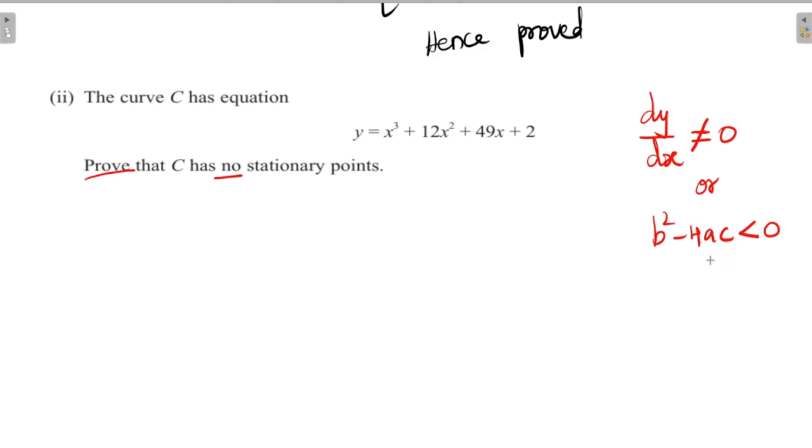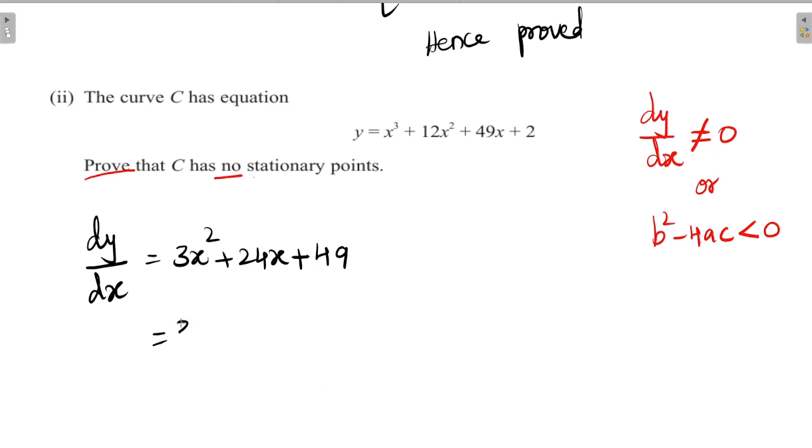If it is negative, it has no real roots. We can prove it by both methods. Anyway, we have to find dy by dx to check whether it has turning points or not. The other name of the stationary point is the turning point. So dy by dx equals 3x squared plus 24x plus 49. Now let's find whether this dy by dx is not equal to 0.